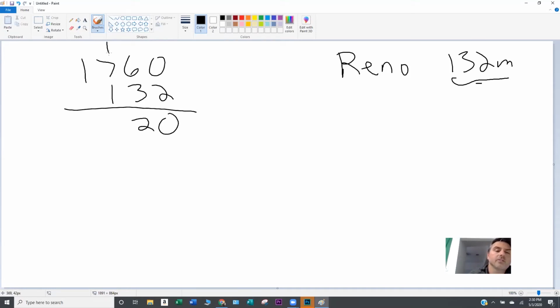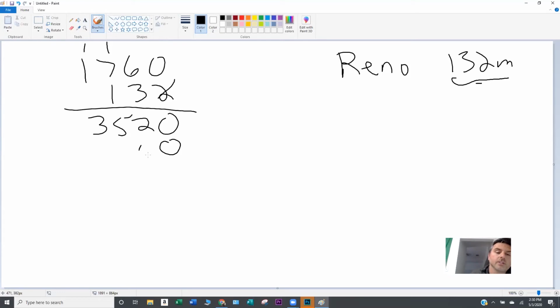2 times 7 is 14 plus 1 is 15. Carry the 1. Now I'm done with 2 times 1 is 2 plus the 1 is 3. Done with the 2. Now I move over to the 3, which is in the tens place, so I need to mark my spot. So there's my 0.